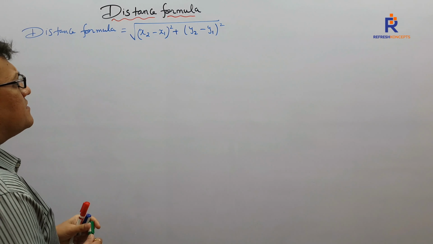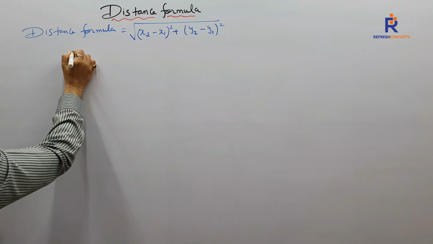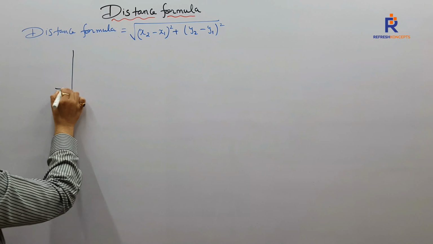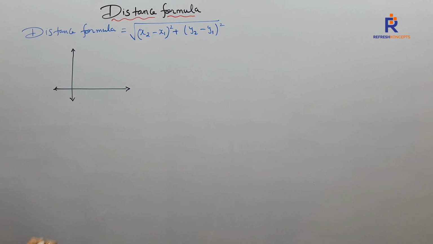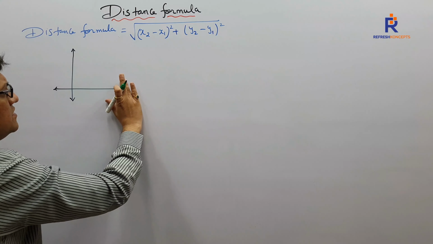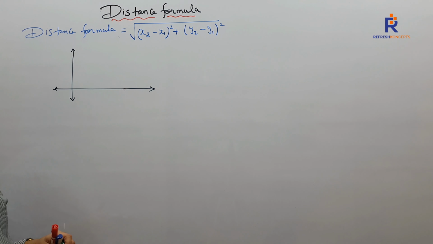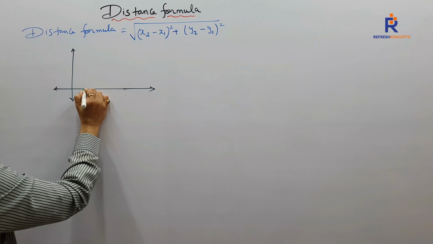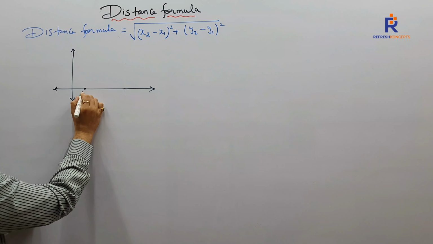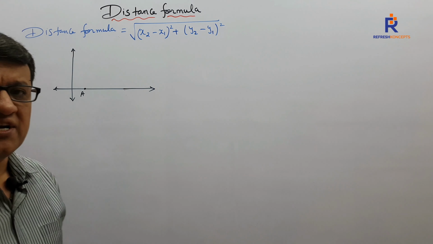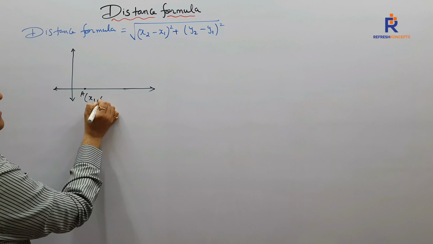So say we are having, let me draw a graph. This is my x-axis and this is my y-axis. Children, tell me, what if I have a point on the x-axis here? Say this is point A, for example. What shall be the coordinate of point A? The coordinate of point A is x1 comma 0.